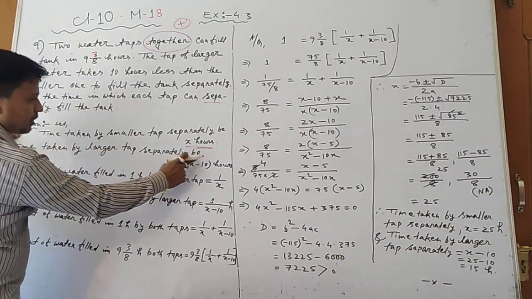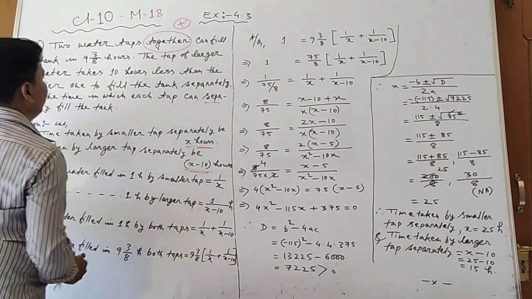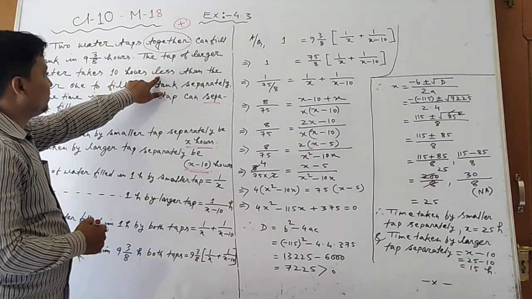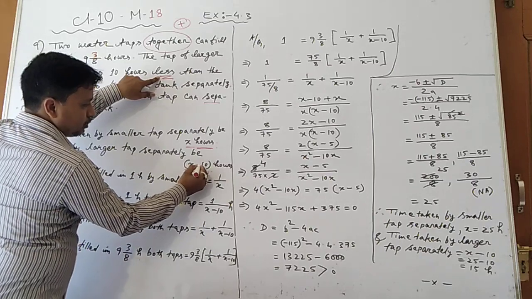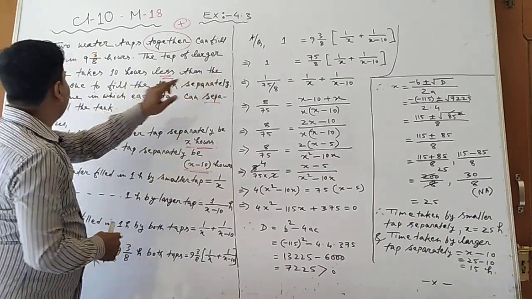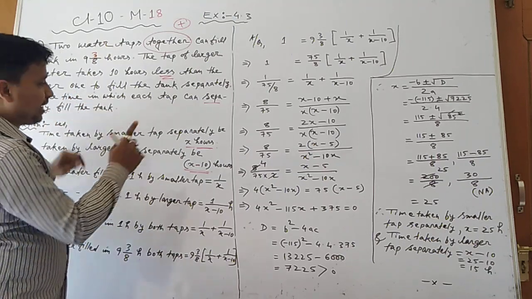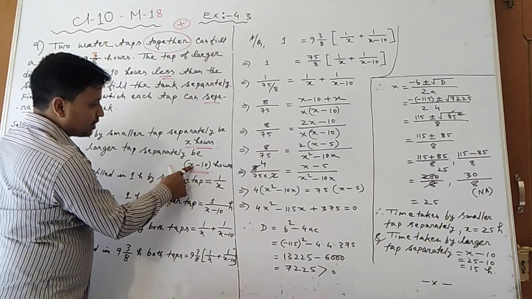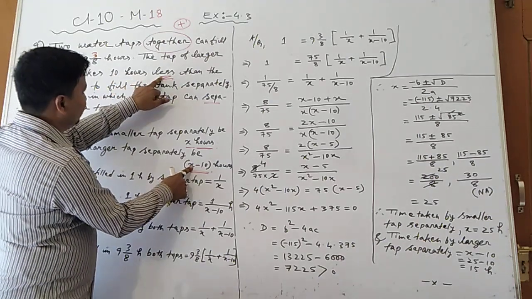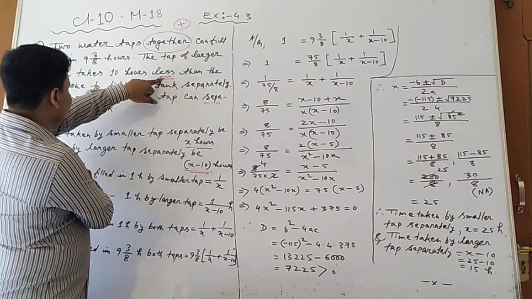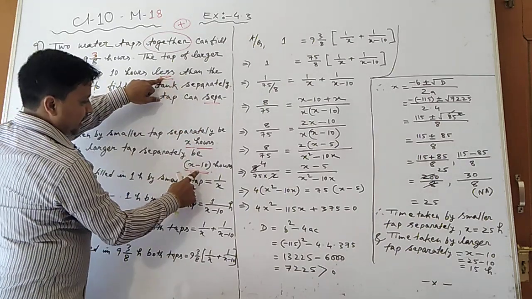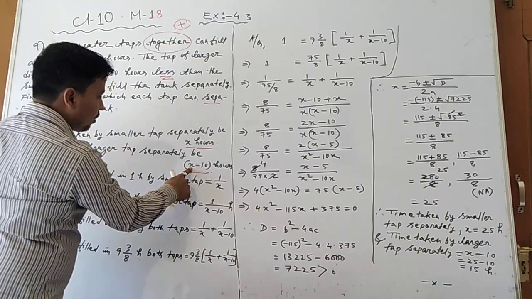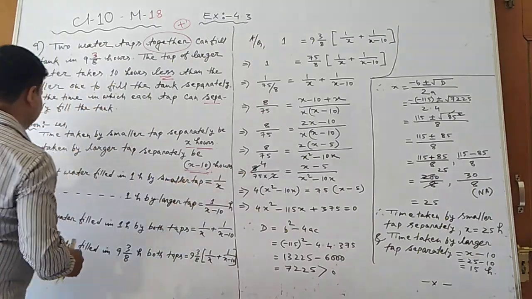taken by the larger tap separately is x minus 10. Why x minus 10? Because it is written that the tap of larger diameter takes 10 hours less. Less means minus. That's why we give minus, so less than the time taken by the smaller one. The time taken by the smaller one is x hours, and 10 hours less. For getting the time taken by the larger tap, you have to subtract 10 from the time taken separately by the smaller one. So x minus 10 hours.